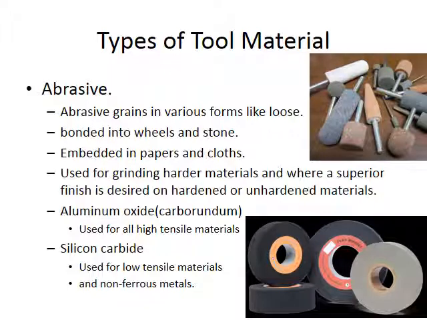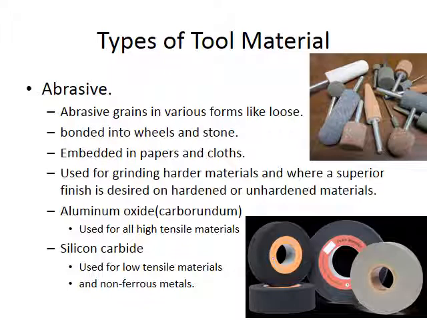Abrasive grains, either loose or bonded into a wheel or stone, or embedded in papers and cloths, are used for grinding harder material, and where a superior finish is desired on hardened and unhardened material. Aluminum oxide is used for high tensile material, and silicon carbide is used for low tensile material and non-ferrous metal. So you can see these are abrasive particles.